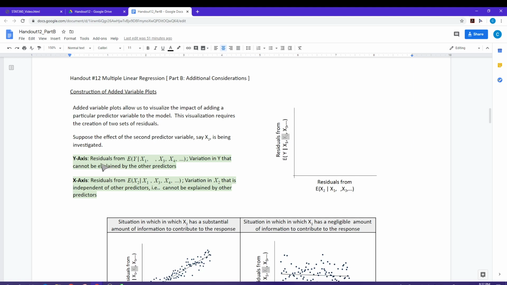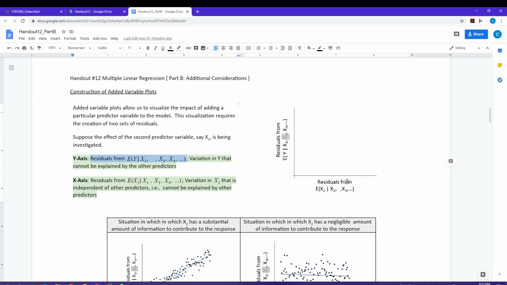So again, on the y-axis, I am getting the residuals from this model that does not have x2 in it. So what that is going to represent is the variation in the response that cannot be explained by the other predictors. So a residual, again, takes into consideration all of the predictors that I've used. So the residuals measure the unexplained variation in the response after I've considered these predictors, which is everything except x2.